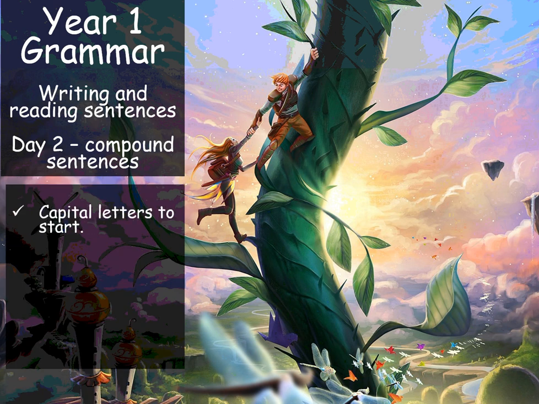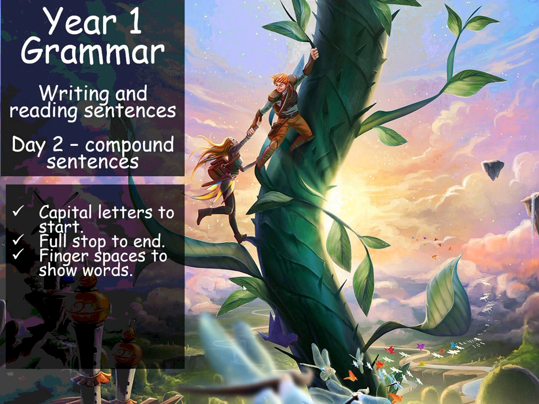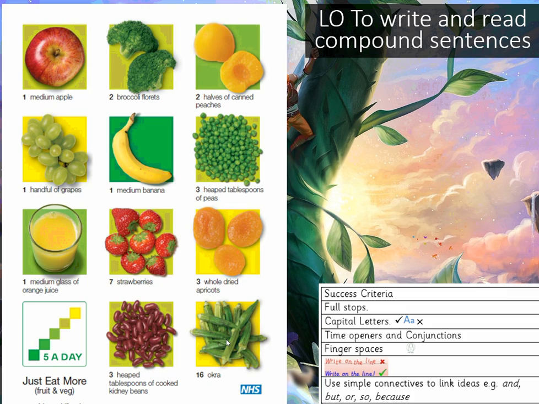So compound sentences need capital letters to start, just like any other sentence. Full stop at the end. Finger spaces between the words. Needs to be written on lines, needs to make sense, and it needs these conjunctions: and, but, also, or because, or any other ones you can think of, and then it is a compound sentence. So today your challenge is this.